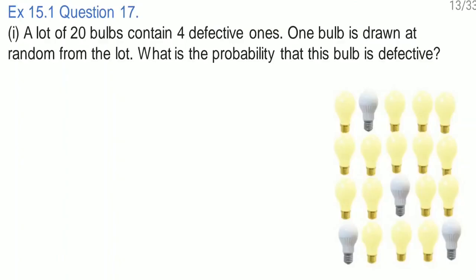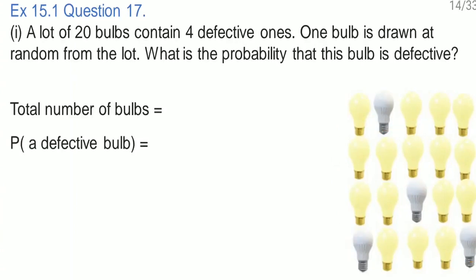Question number 17. The first one, a lot of 20 bulbs contains 4 defective ones. See here, I have shown 20 bulbs are there. Out of that, 4 bulbs are defective. One bulb is drawn at random from the lot. What is the probability that the bulb is defective?